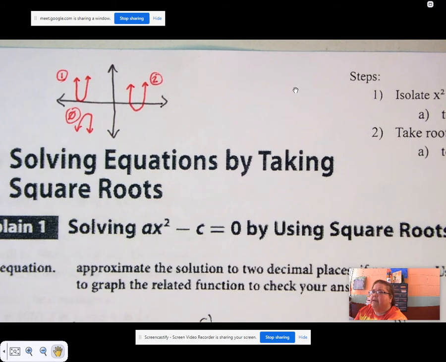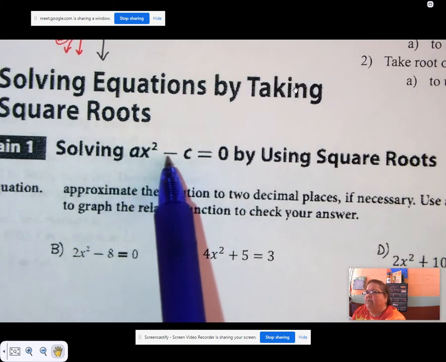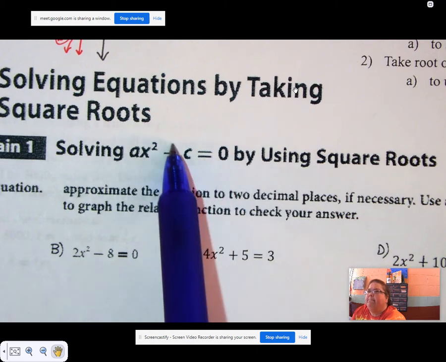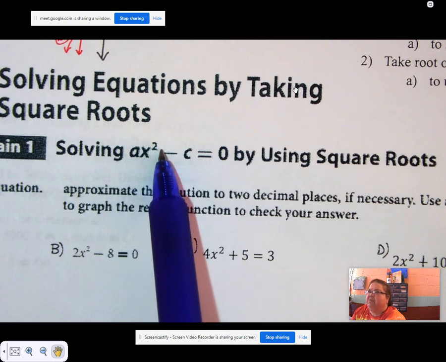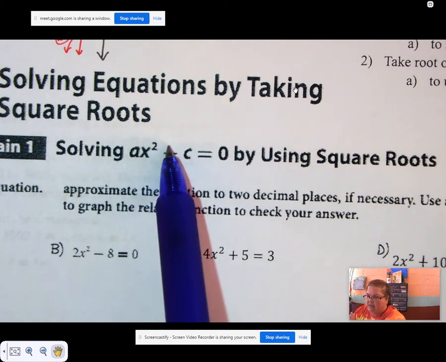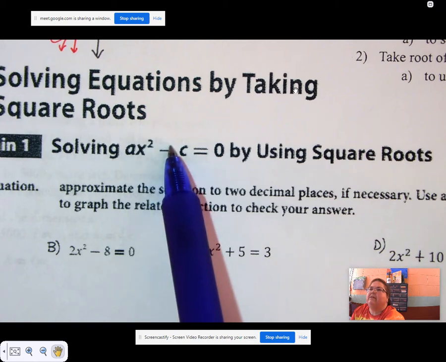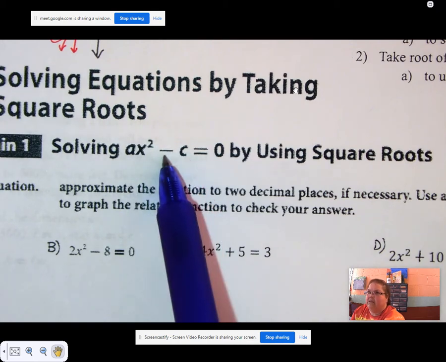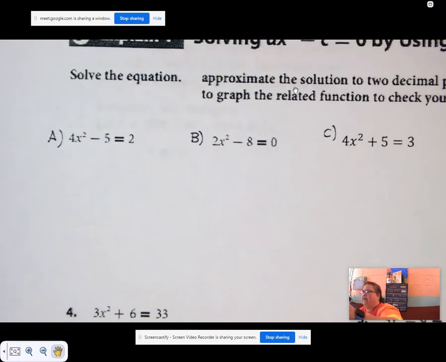Okay? Now, the first examples we are going to do, ax squared minus c equals 0. Remember, this is ax squared plus bx plus c, my formula here. There's no b. So if the b is missing, this is how we solve them. Okay? So let's look at example A.